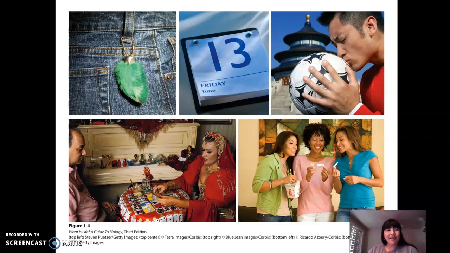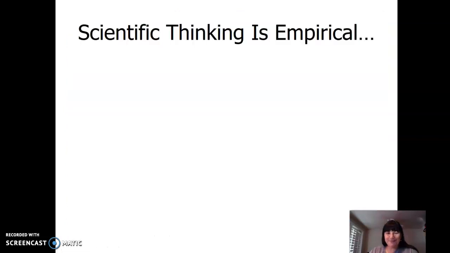Versus this, right? You look at this: superstition. Tarot, reading cards, kissing the ball for good luck, Friday the 13th. What about Friday the 13th? Here's a rabbit's foot. Here are some cookies, right? So fortune cookies. So is this the right way to know our world? Is this how you answer your questions? Or is there a better way?